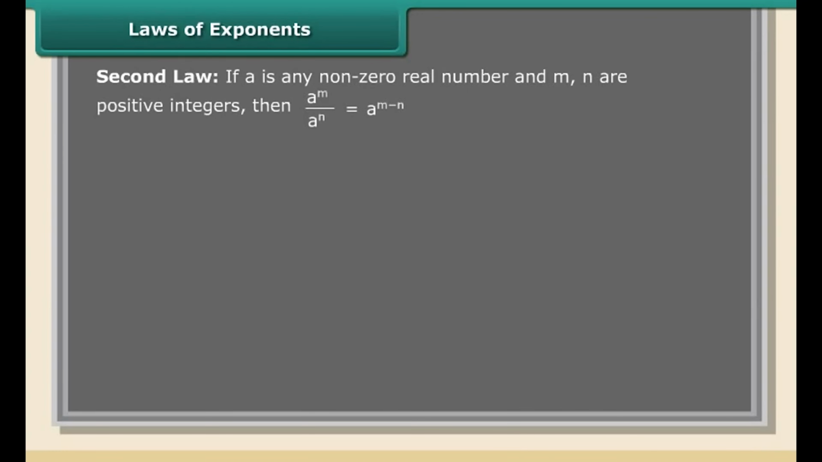If a is any non-zero real number and m, n are positive integers, then a^m upon a^n = a^(m-n). Example. Simplify 5^8 upon 5^3. Solution. 5^8 upon 5^3 = 5^(8-3), which equals 5^5.